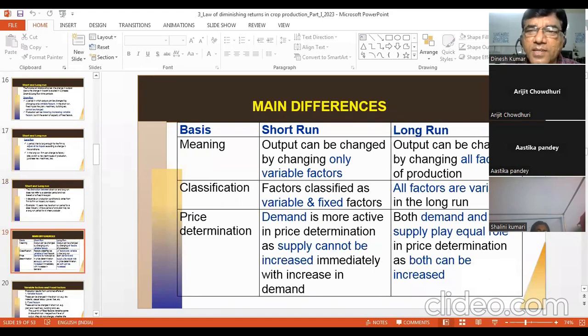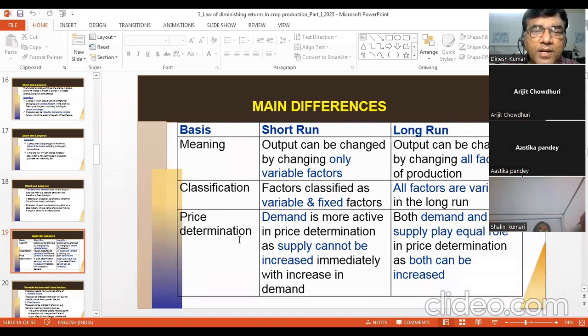Now see the differences in tabular form in short run, long run. Here you will have more clarity. So first see the meaning, first row. In short run, output can be changed by changing only variable factors. In long run, output can be changed by changing all factors of production, fixed and variable factors. Classification: factors classified as variable and fixed factor. So in short run, both the factors are applicable, variable as well as fixed factor. But in long run, as somebody was saying, all factors are variable.